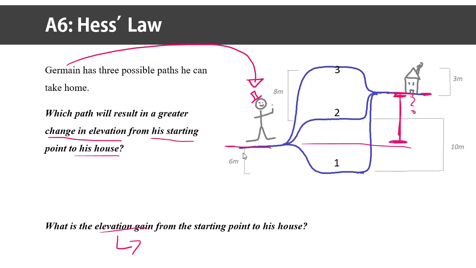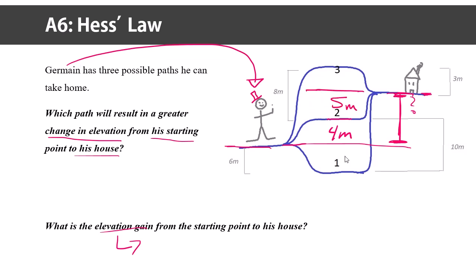Well, I know that from where he starts to the bottom of 1, that's 6 meters. And then from 1 up to 2 is 10 meters. So if this is 6 down here and this total is 10, then this must be 4 meters between where he starts and position 2. So that's useful. Then I also know that between position 2 and 3 is 8 meters, and between his house and position 3 is 3 meters. So that means that this difference must be 5 meters.